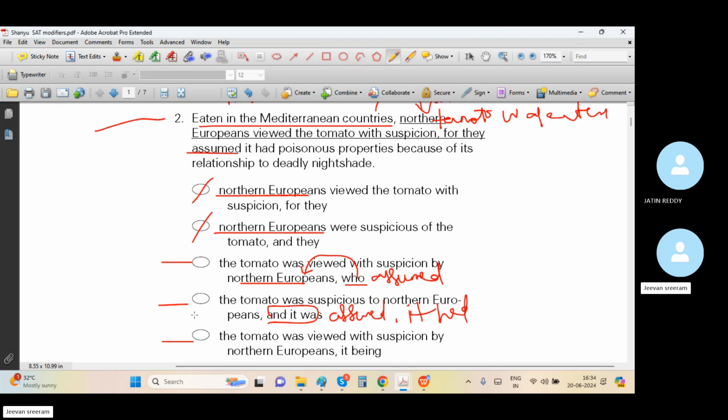So in case of option D, you're going to get additional phrases like 'and it was assumed, it had', so it is unnecessary elongation. We don't need this. And then we got tomato. Tomato was viewed with suspicion by Northern Europeans, it being, the problem with it being. The right option is C. Okay. Buddy, Jatin.